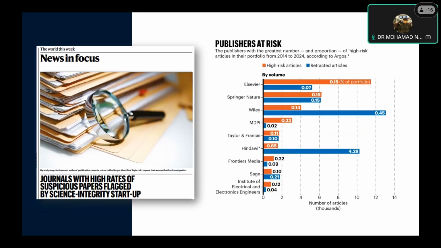Next, what do we have. This is a recent statistic I got on LinkedIn, shared by an academician, also about predatory journals. So please be aware about this one. They have some risks. Also retraction papers. Here we see Elsevier is also under probe. Springer, Wiley, MDPI, of course MDPI.